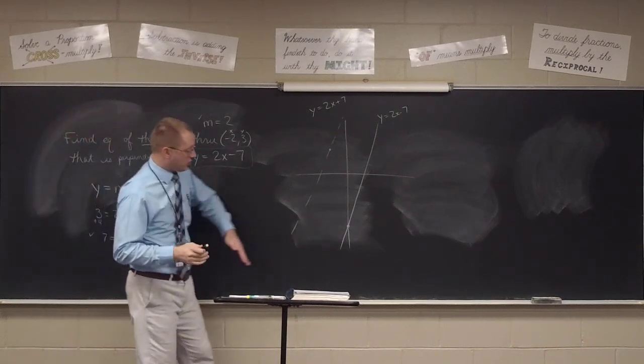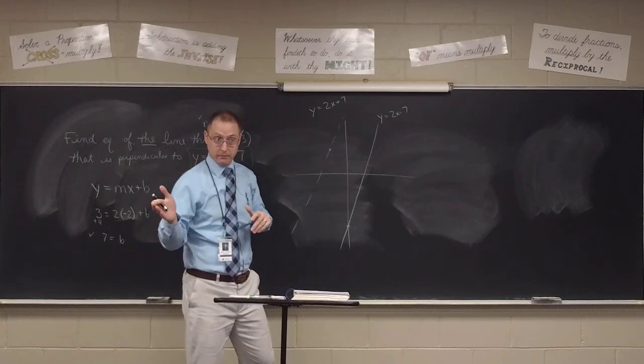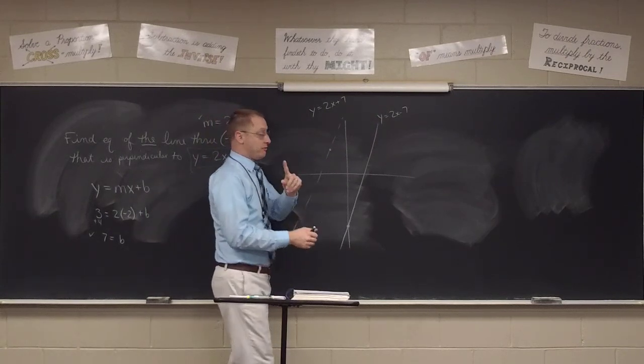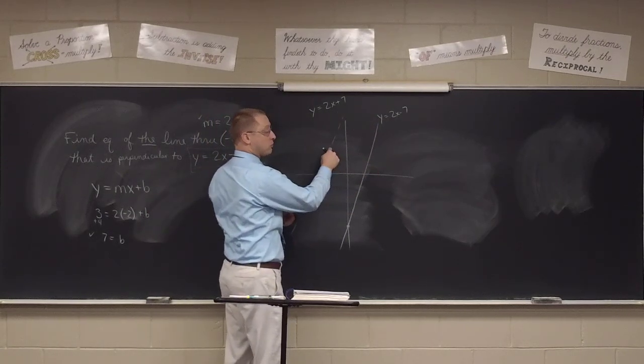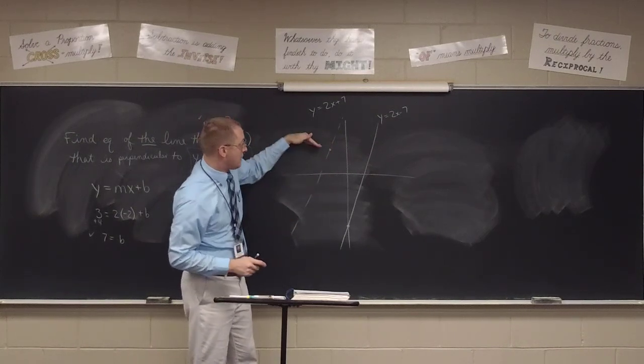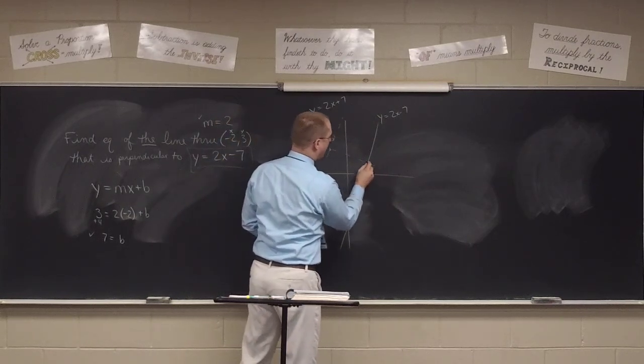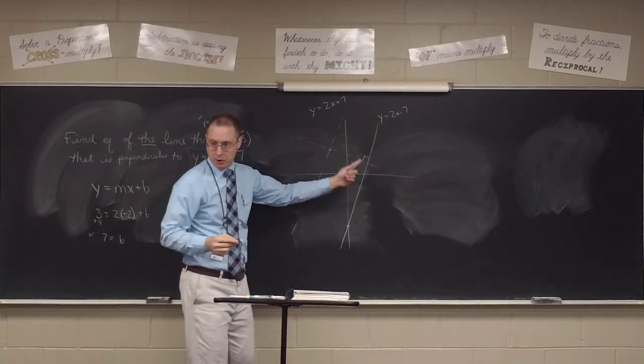You understand that to this line there are an infinite number of perpendiculars I could draw, right? But only one of the perpendiculars will go through this point. And again, of all the lines I could draw through this point, only one of them can be perpendicular. So the question is, what is the equation of this perpendicular?